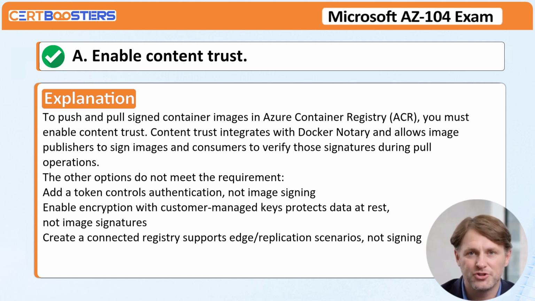Explanation: to push and pull signed container images in Azure Container Registry, ACR, you must enable content trust. Content trust integrates with Docker Notary and allows image publishers to sign images and consumers to verify those signatures during pull operations. The other options do not meet the requirement. Add a token controls authentication, not image signing. Enable encryption with customer-managed keys protects data at rest, not image signatures. Create a connected registry supports edge replication scenarios, not signing.